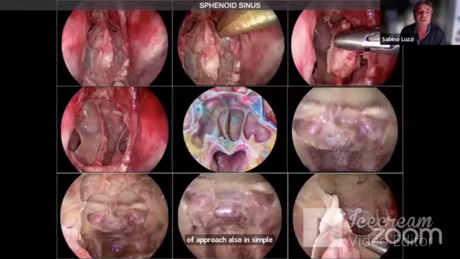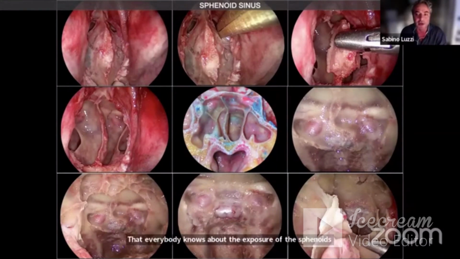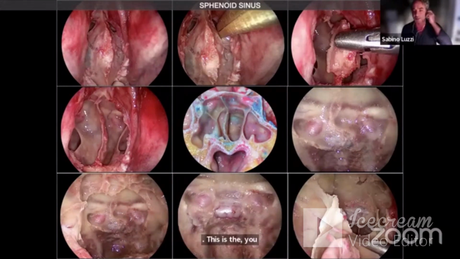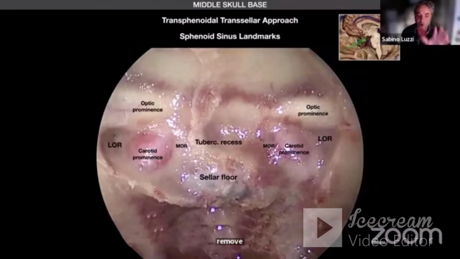These are the main steps that everybody knows about the exposure of the sphenoid sinus. This is the concha crest. This is, sorry, the rostrum here. We remove the most upper part and the posterior part of the septum and the rostrum, and we expose the posterior wall of the sphenoid body. At the level of the posterior wall of the sphenoid body, we always have to recognize, before we do everything, before we drill, before we remove tumor, we should remove the mucosa here, and we have to recognize some critical structures before doing anything.